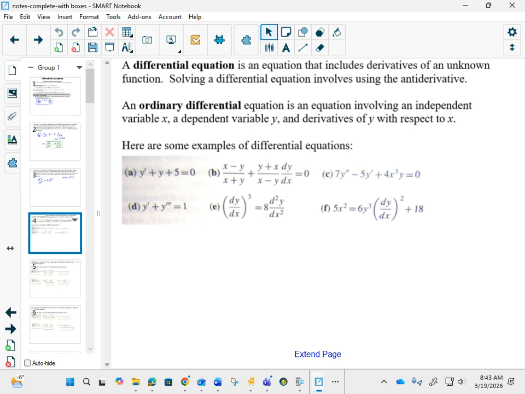It doesn't have to be dy dx equals by itself. Like this one in A, we could rearrange to get y prime by itself. This second one has the dy dx there. The third one has a double derivative and a first derivative built into it. So anytime you have derivatives in an equation, that makes it a differential equation.